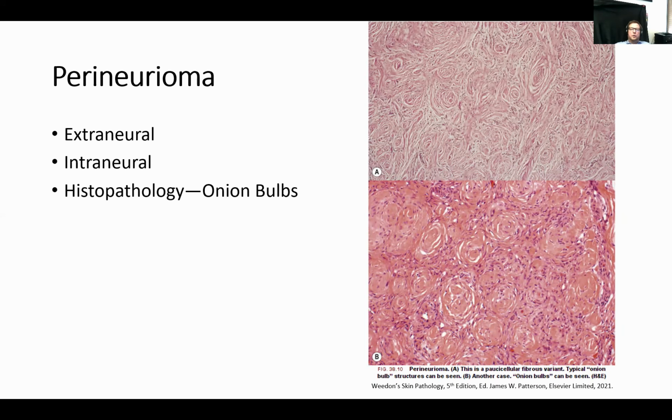So the next tumor, perineurioma: trunk and extremities of young adults. They're very rare. There's an old concept of extraneural and intraneural perineuriomas. And then histopathology, just memorize this picture of these onion bulbs. They're paucicellular with the onion bulb structures, and then this one's a little more cellular. People talk about the onion bulbs being S100 positive, and then there are these pseudo onion bulbs. I can't say I have any experience with this, but just think of onion bulbs when you think of perineurioma.